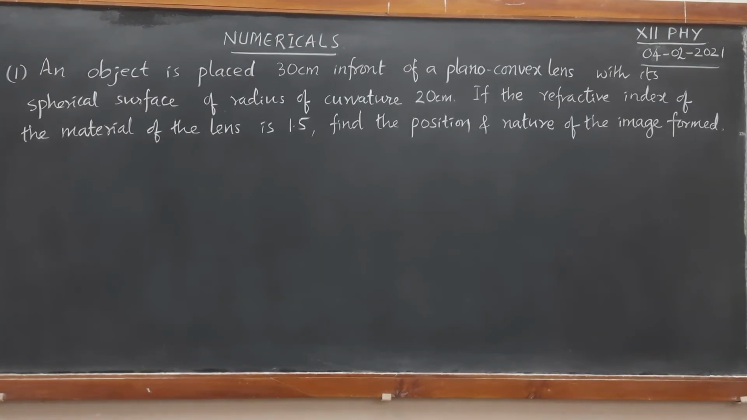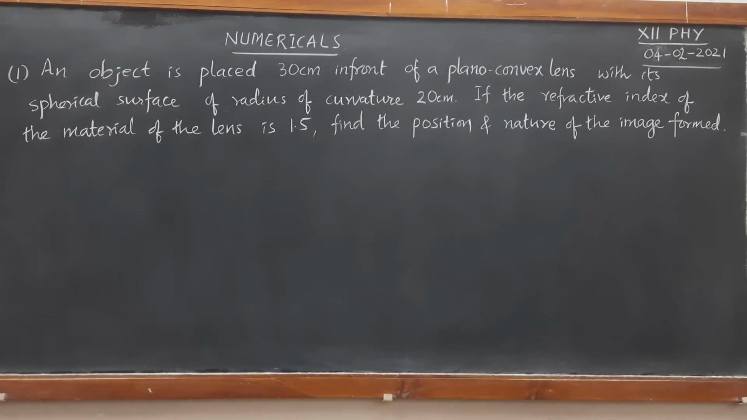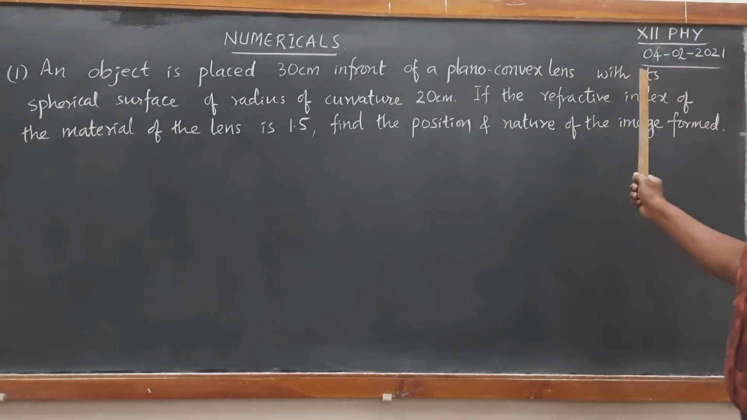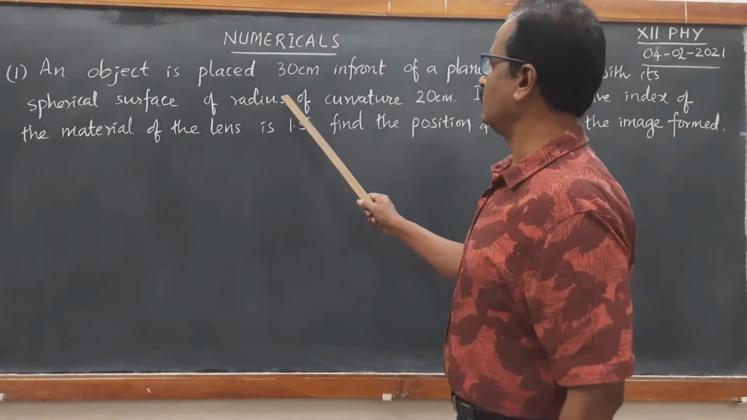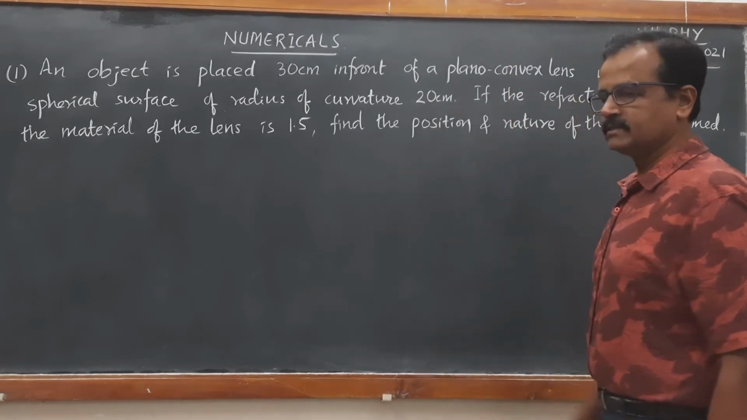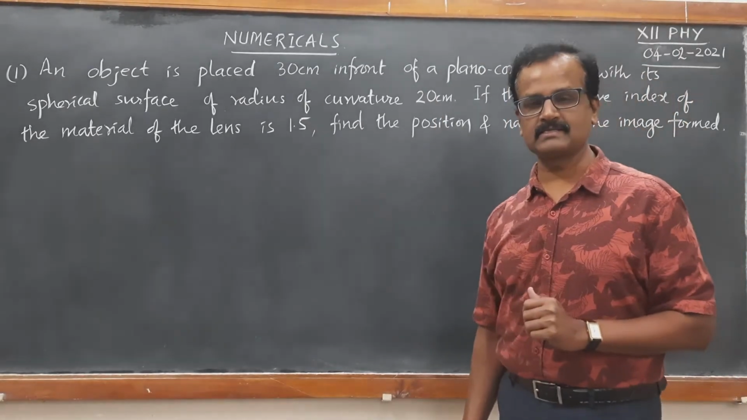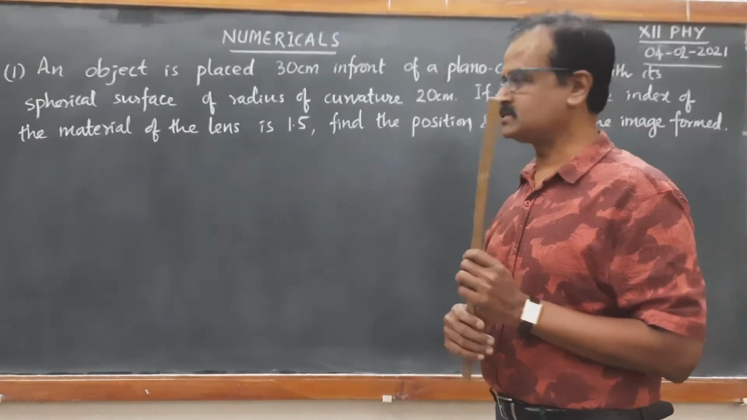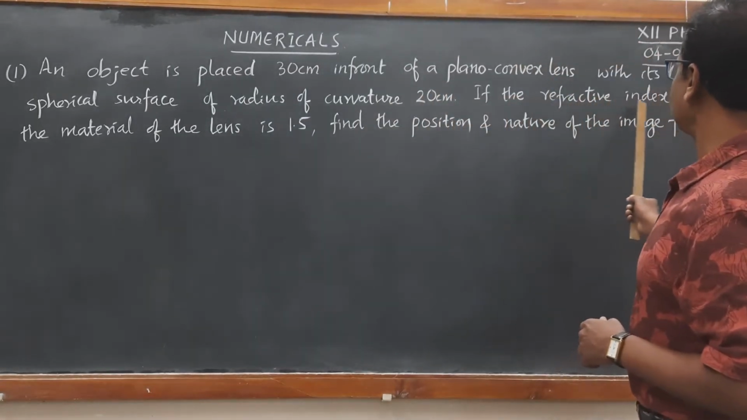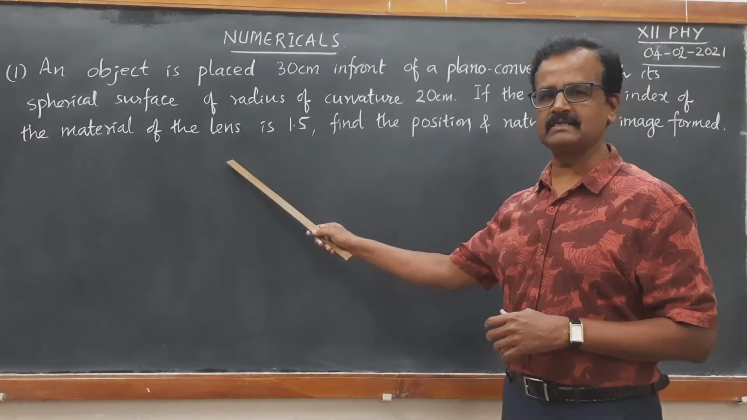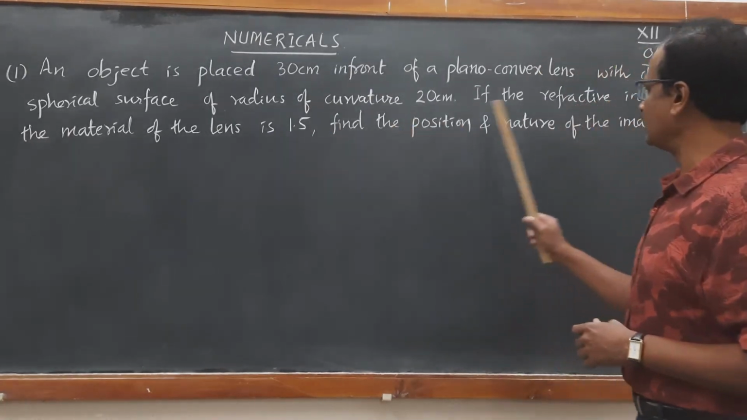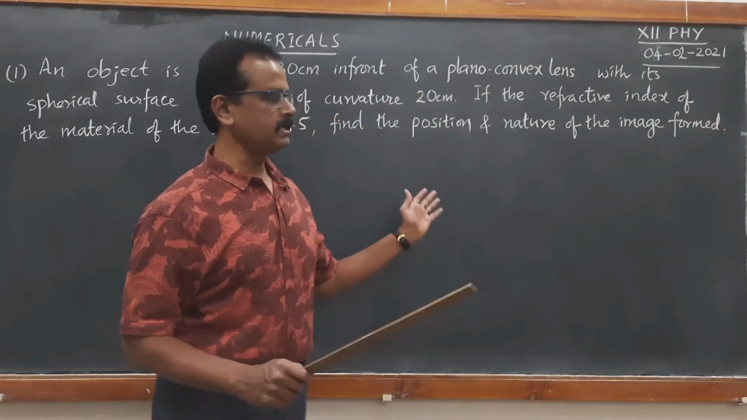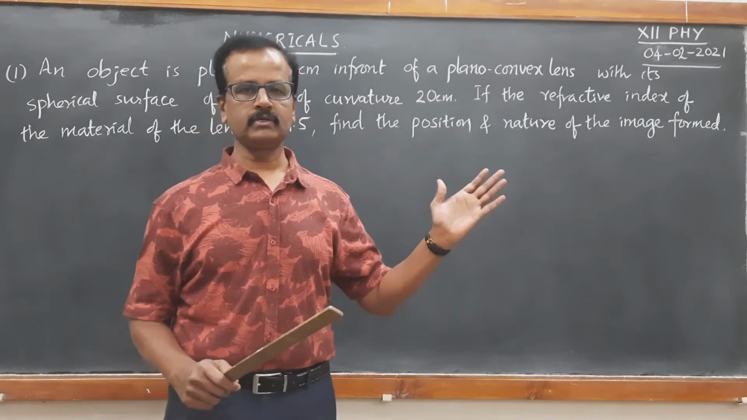So the problem is like this. An object is placed 30 cm in front of a plano-convex lens with its spherical surface of radius of curvature 20 cm. So there is a plano-convex lens. One side plane surface, another side convex surface. If the refractive index of the material of the lens is 1.5, find the position and nature of the image formed.